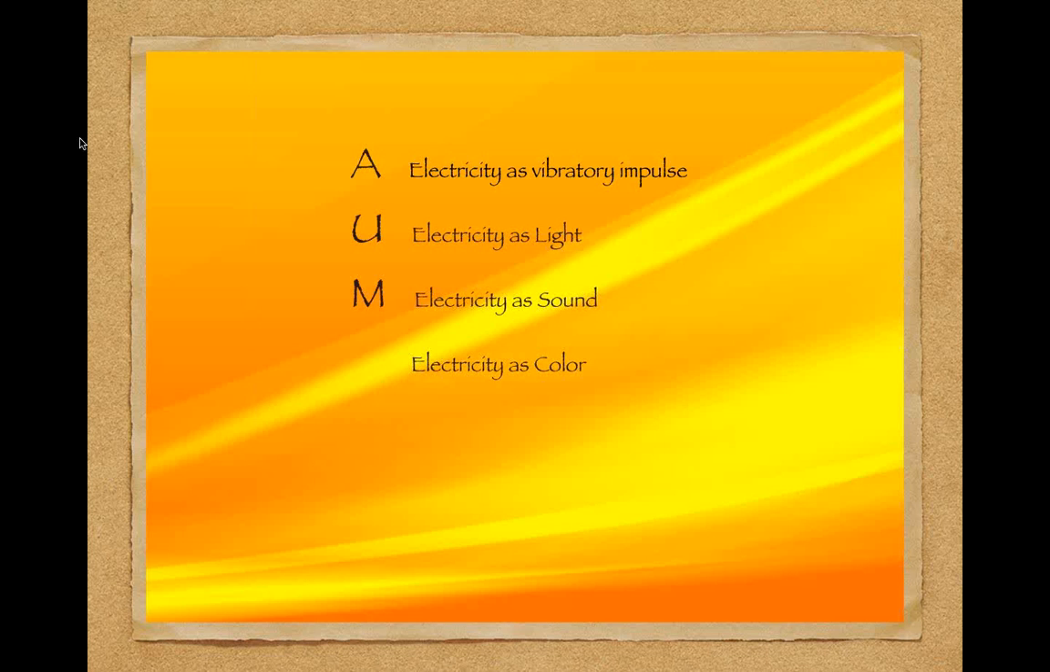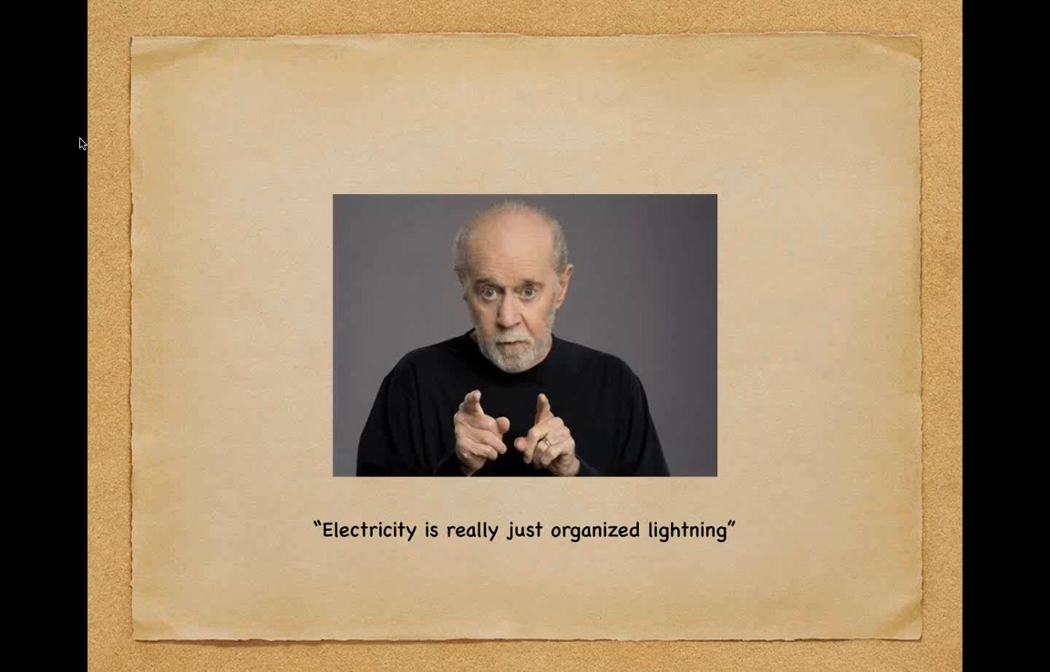So when George Carlin said electricity is really just organized lightning, he was closer to the truth than he probably knew. Of course, you never know about George.